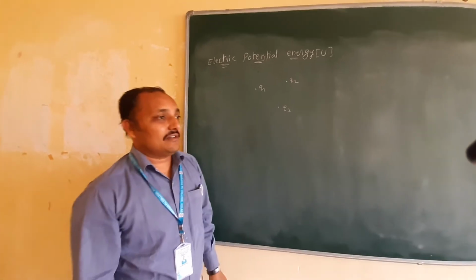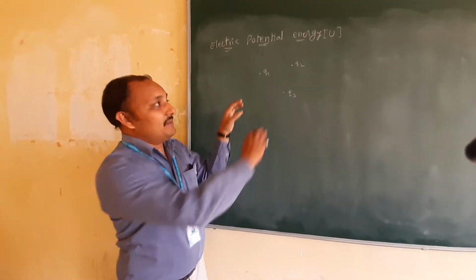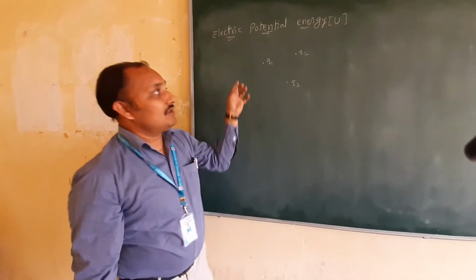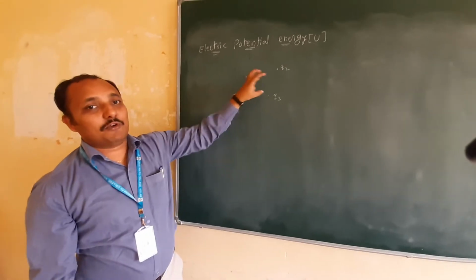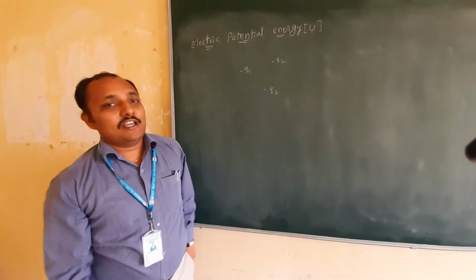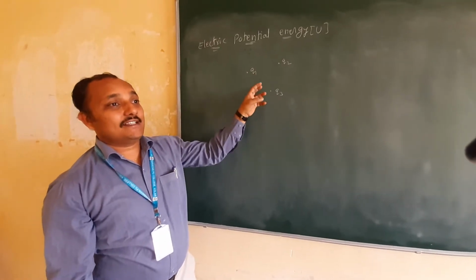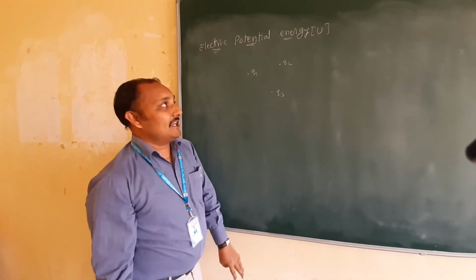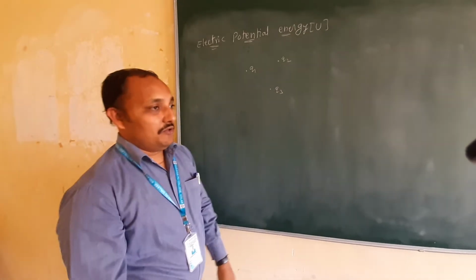Now what is the definition? The amount of work done to assemble or configure, configure meaning configuration, some amount of charges or a system of charges at one place is called electrostatic potential energy. The amount of work done to assemble a system of charges at one place is called electric potential energy or electrostatic potential energy. It is denoted by U.